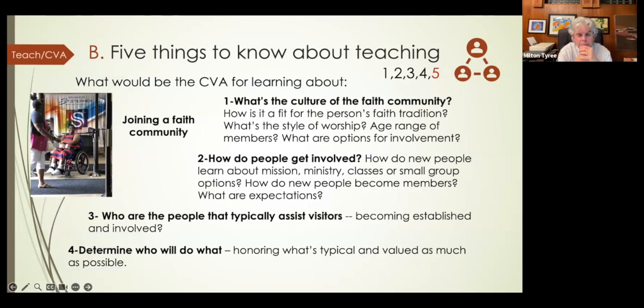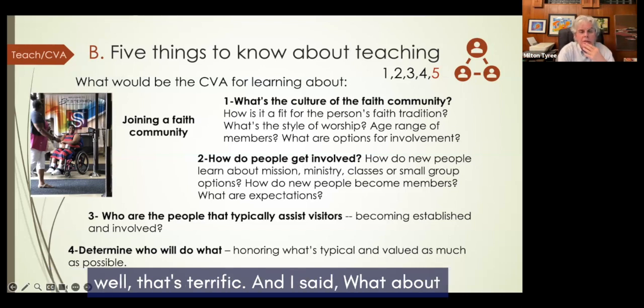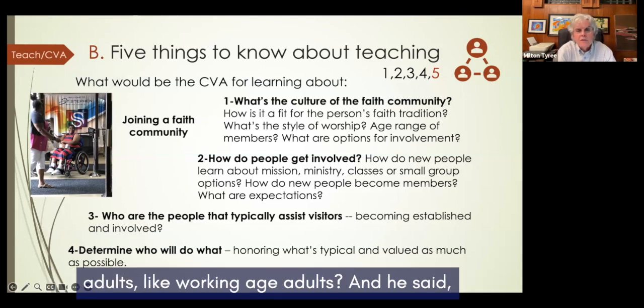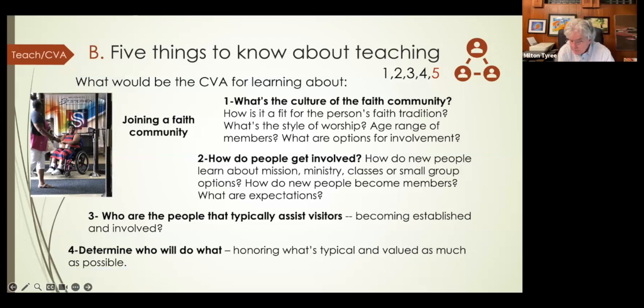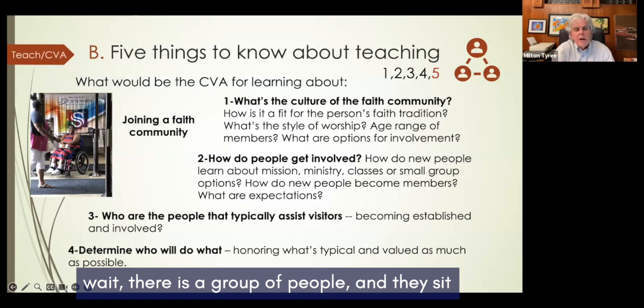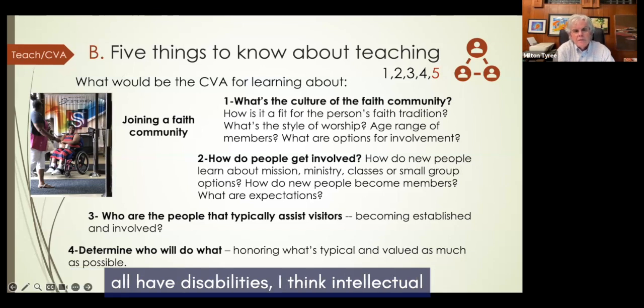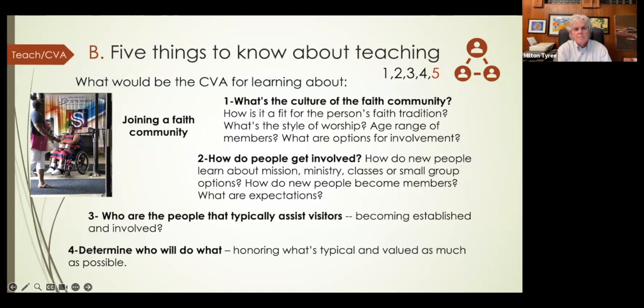And he said, no, I can't. He named some children. And I said, okay, well, that's terrific. And I said, what about adults, like working age adults? And he said, no, I can't think of anybody. And he said, wait, there is a group of people, and they sit together in the balcony, and they all have disabilities, I think intellectual disabilities.